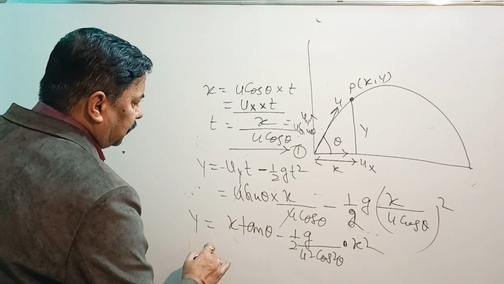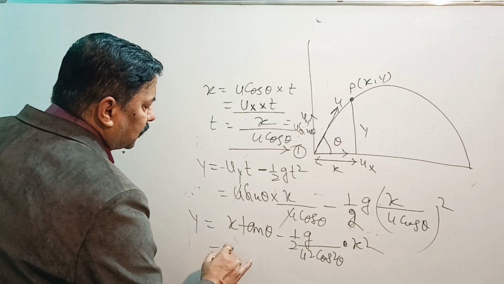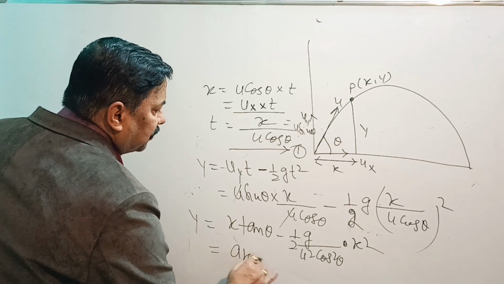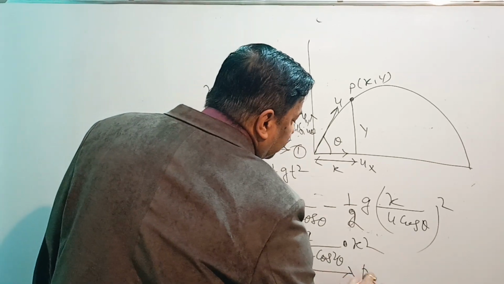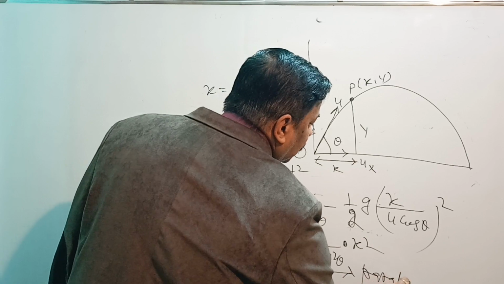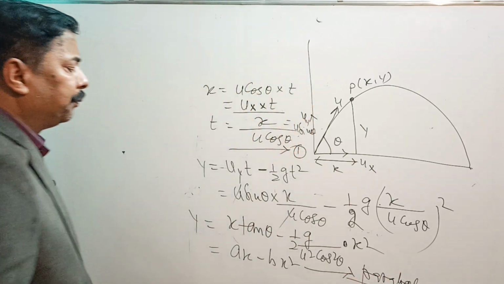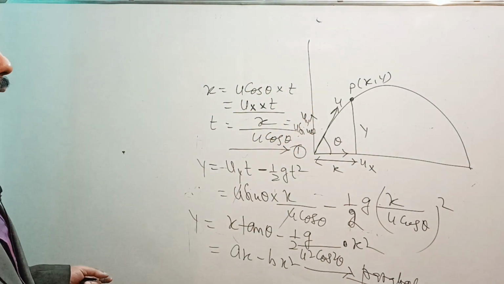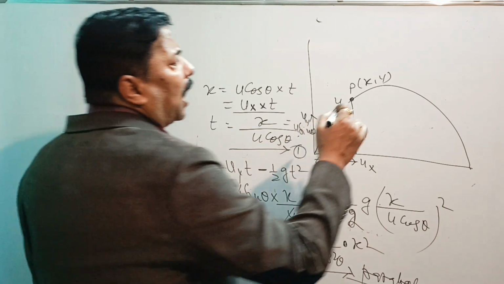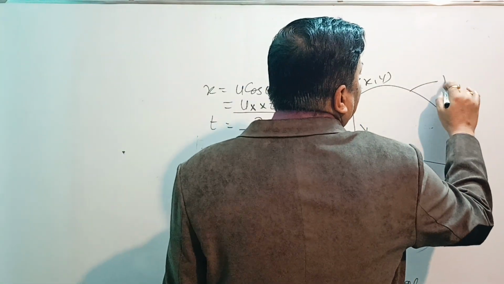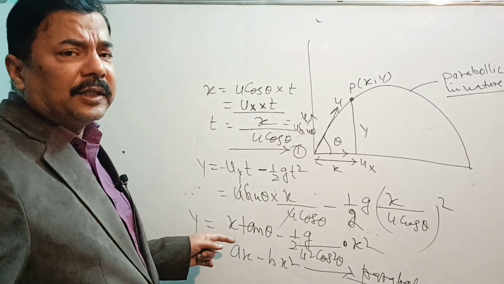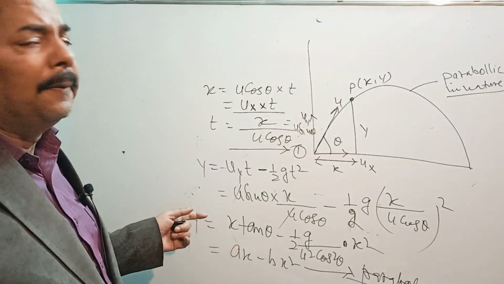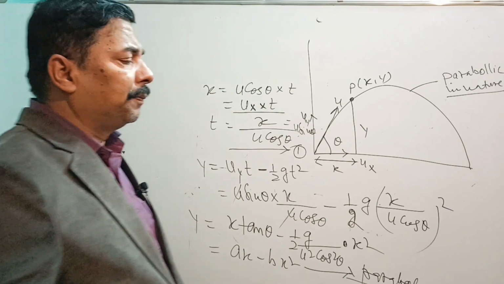This can be written in this form: ax minus bx square, which is the equation of a parabola. So as it is the equation of a parabola, the projectile path, this trajectory, is parabolic in nature. This equation confirms that the path of the projectile is parabolic in nature.